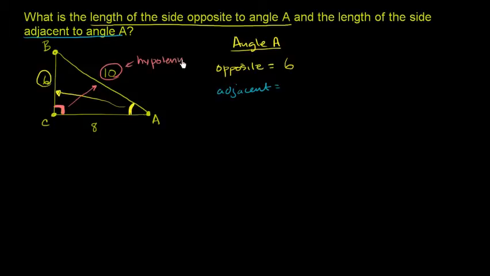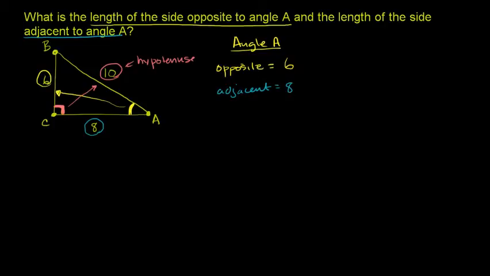Hypotenuse. So when people are asking about an opposite or an adjacent side, especially an adjacent side, they're essentially asking about a side that's next to the angle that is not the hypotenuse. So when you look at angle A, the side that's next to it that is not the hypotenuse is this right over here, side AC or CA, and it has length of 8.